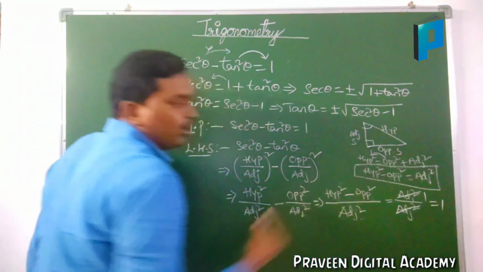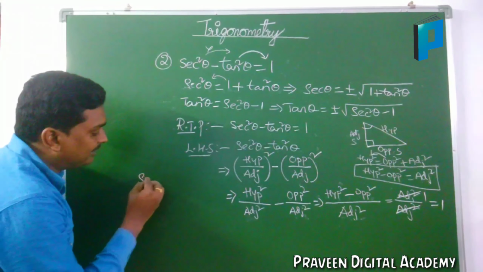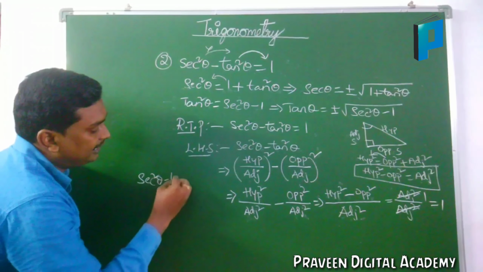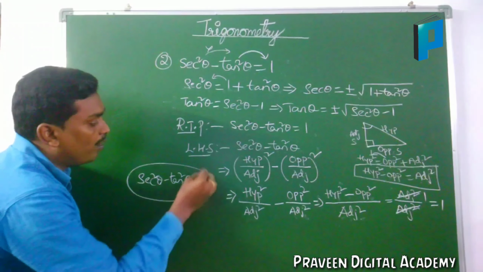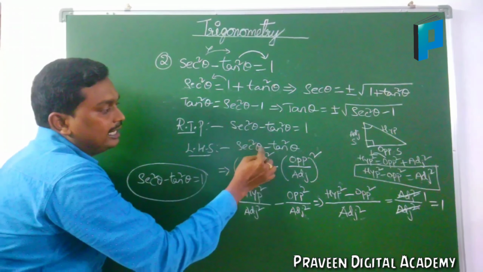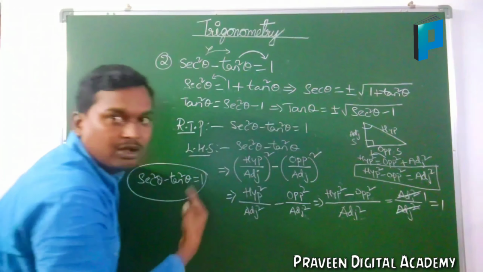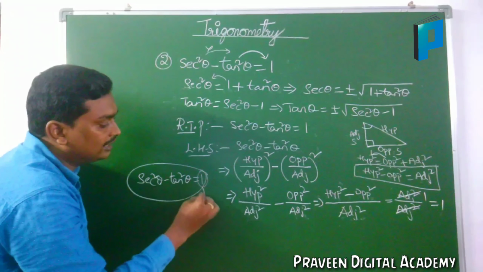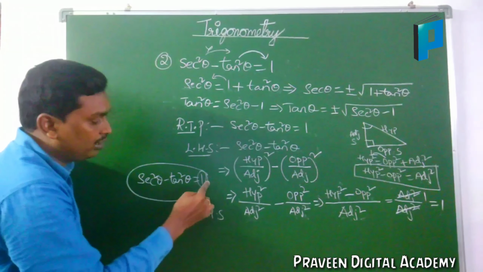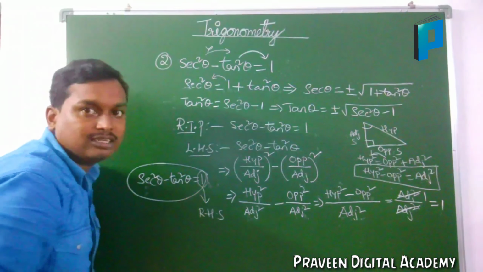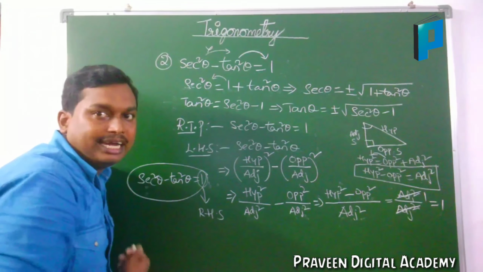What is the solution we got here? 1 is the solution we got here. So we can say here secant square theta minus tan square theta is equal to 1. Why? Because secant square theta minus tan square theta we solved, we got the answer 1. This 1 is the RHS here. So LHS is equal to RHS we got. In this way we will prove the second identity.